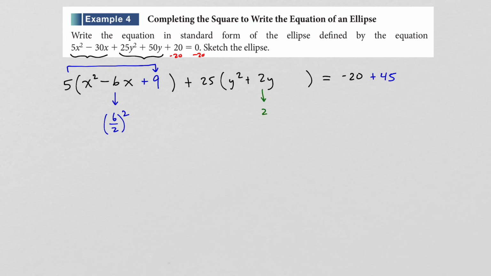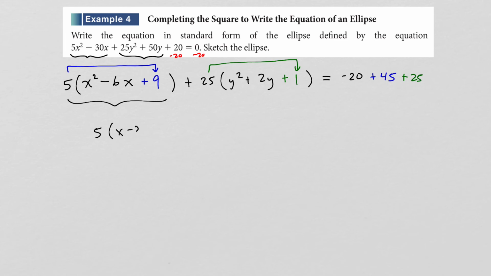And here, if I take the middle number, divide it by 2, and square it, that's equal to 1. So I need to add 1 here. And on the other side, I need to add 25 because 25 times 1 is 25. Now, if we factor what we have, this one becomes 5 times the quantity x minus 3 squared. This one becomes 25 times the quantity y plus 1 squared. And on the other side, we have negative 20 plus 45 plus 25. This is equal to 50.